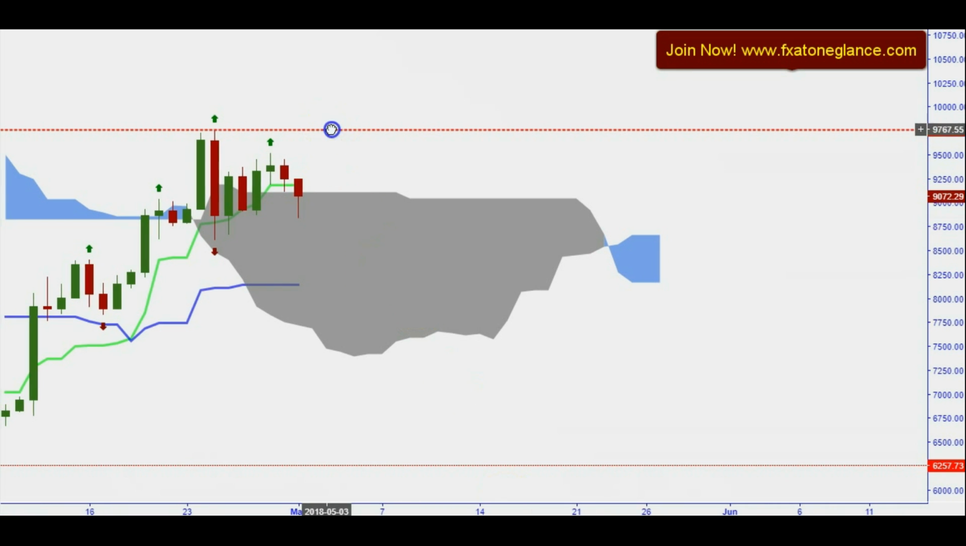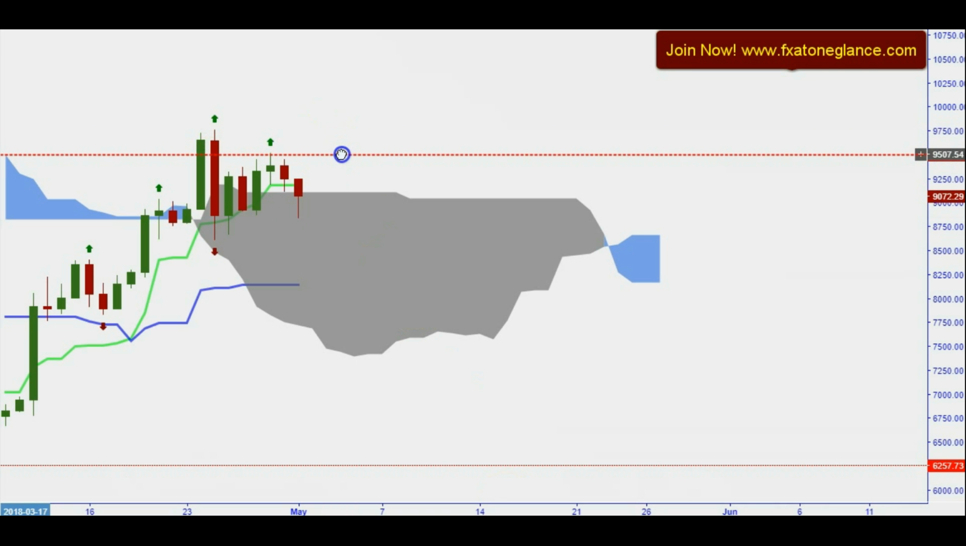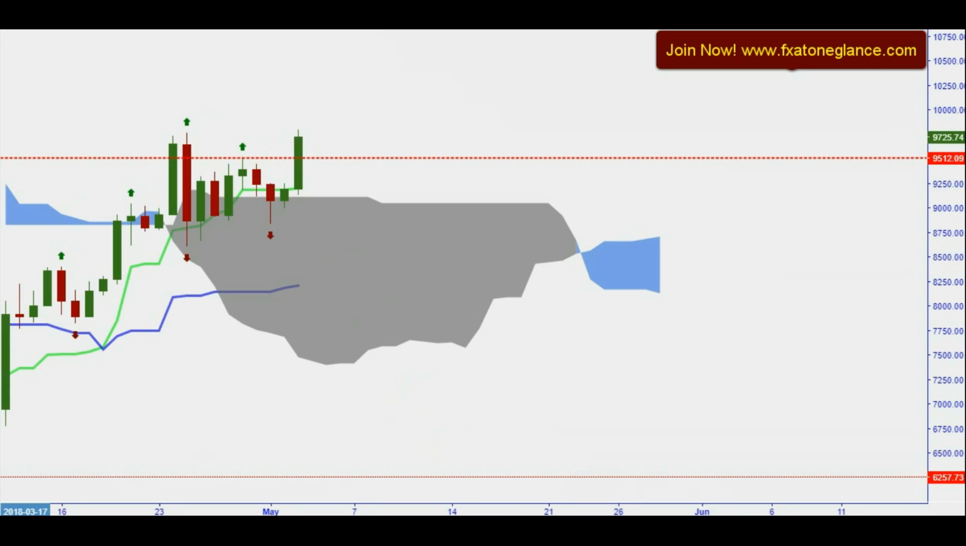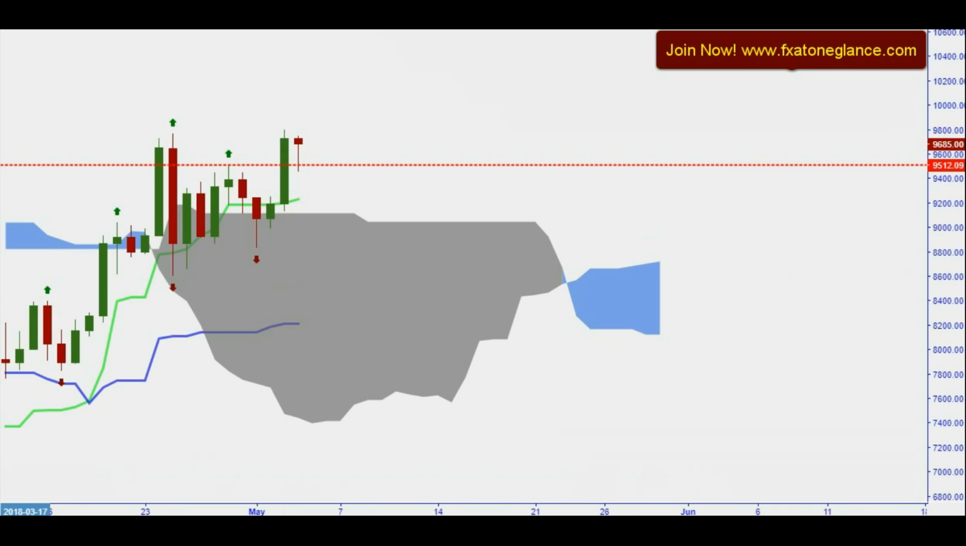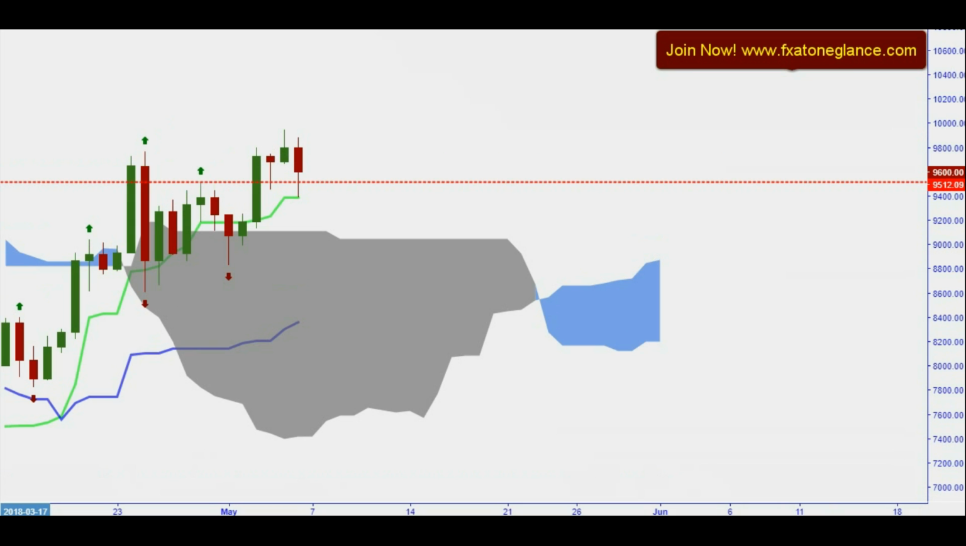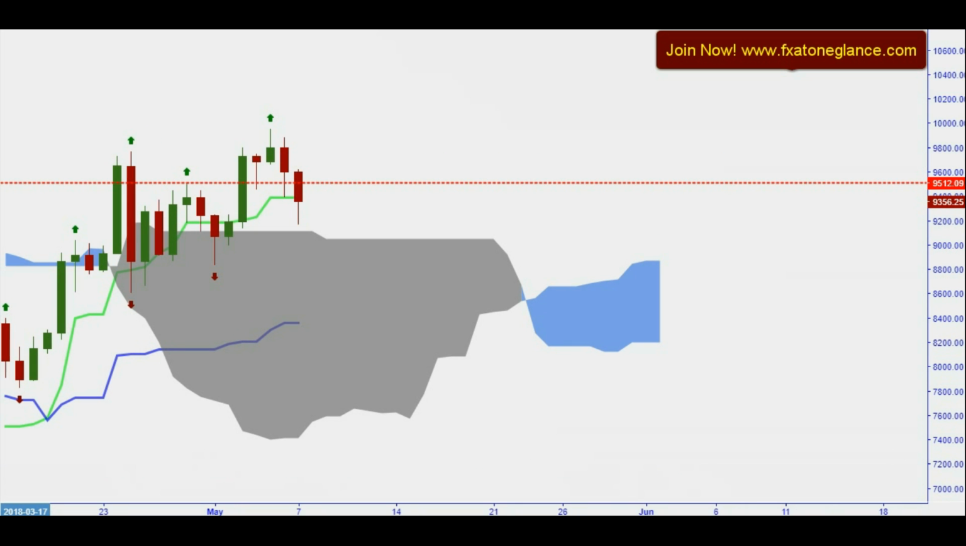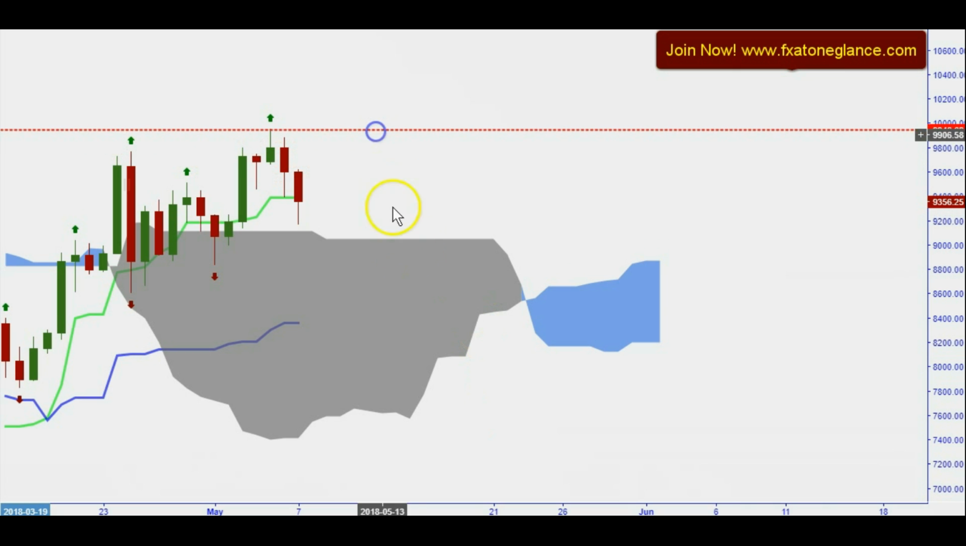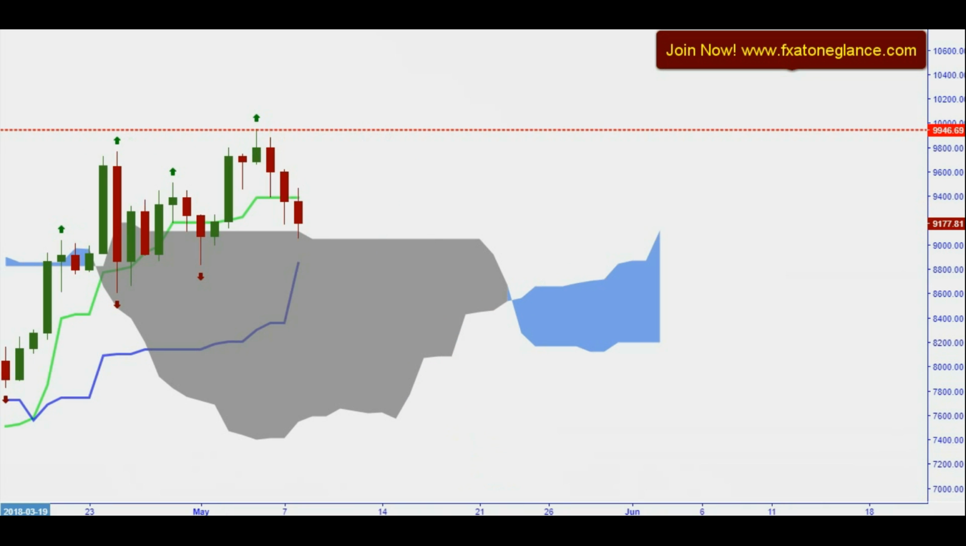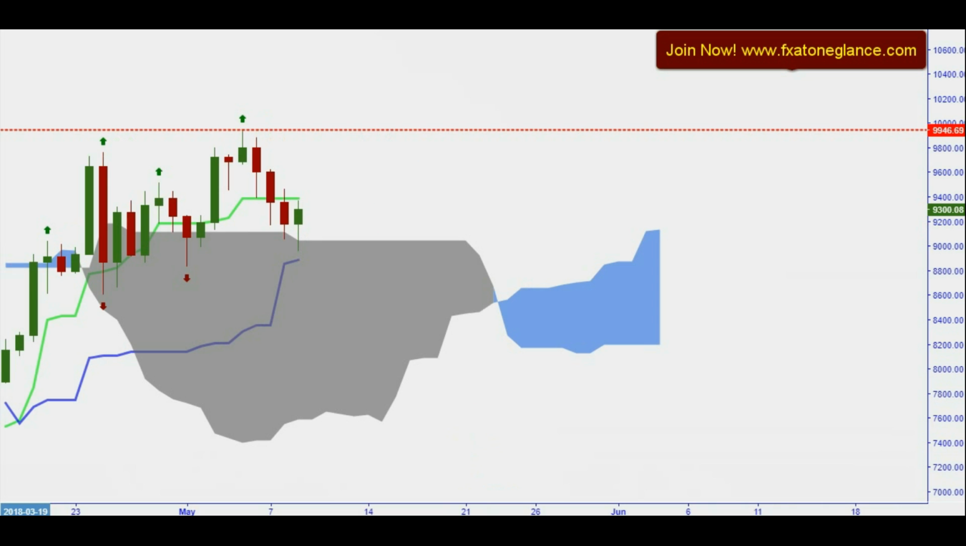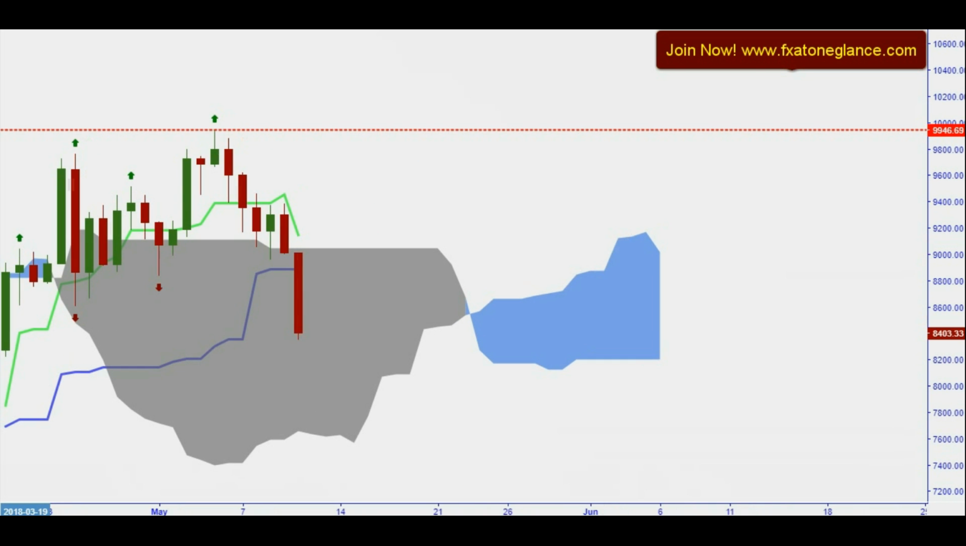Now I'm going to put an entry above this level. This fractal developed next, and then I'm triggered into the trade, making some profit. And then here's your next entry. Now we're starting to see a possible change here. All right.